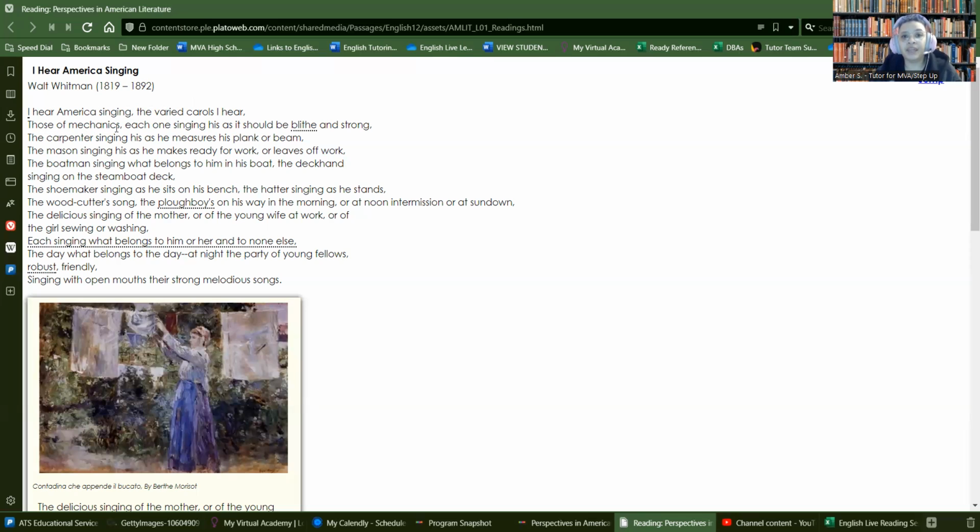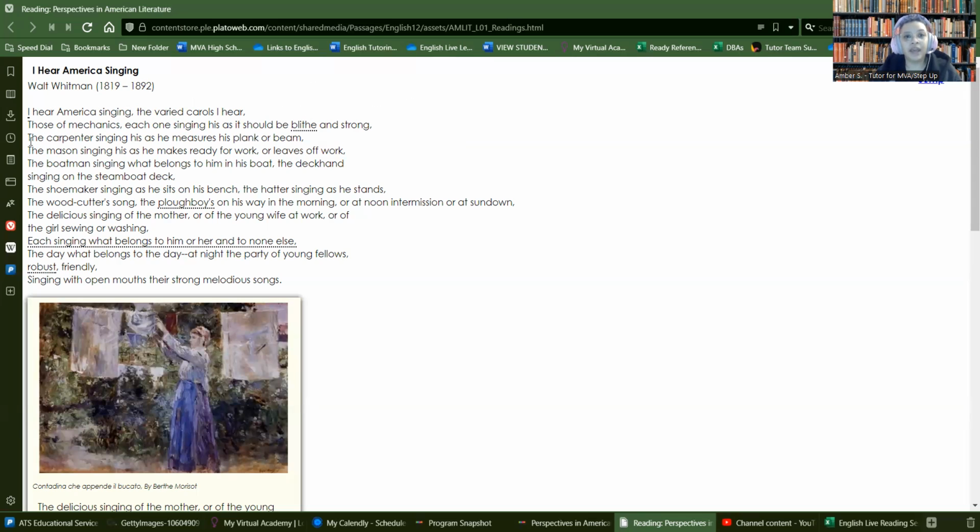So, "Those of mechanics, each one singing his as it should be blithe or strong." Blithe here, they've got it underlined, means glad or cheerful disposition. So they're singing their songs happily, like they're glad, and with strong voices. Now, Walt Whitman probably picked the word strong here because if you're a mechanic, you have to be strong to work with those types of machines, right?